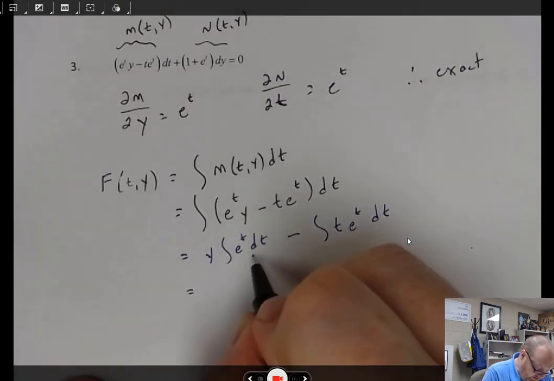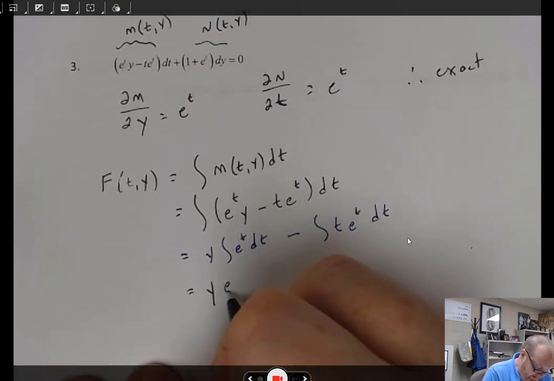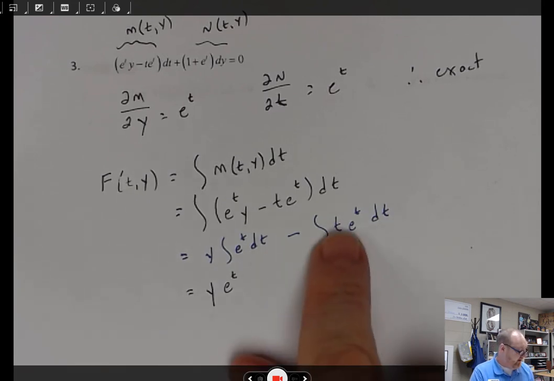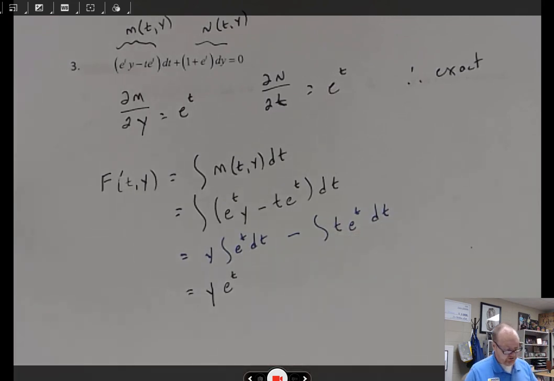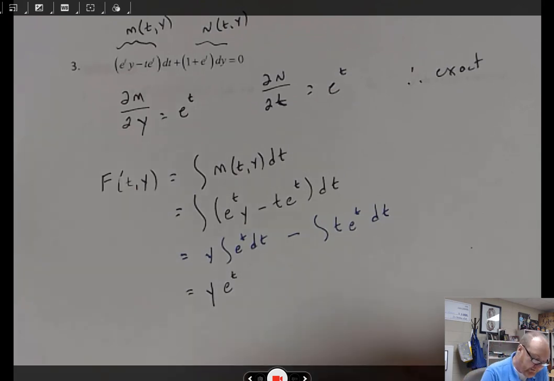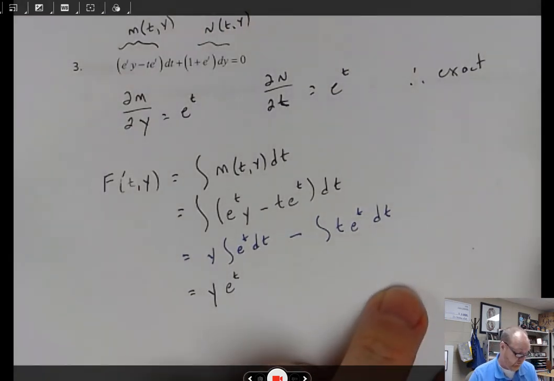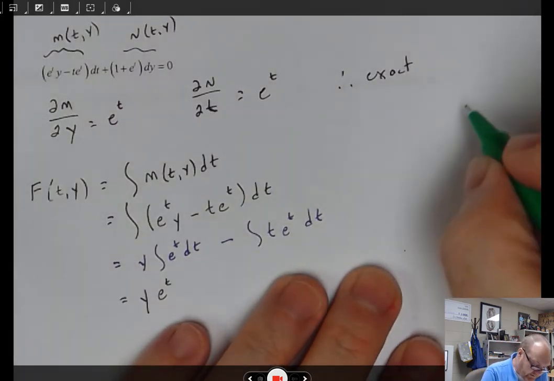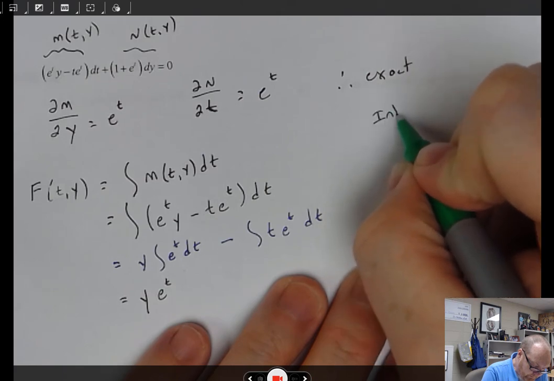All right, so this integration is just y e to the t plus a constant. I'll just hang on to that constant. The second piece, that's your typical integration by parts problem. So let me just kind of review integration by parts. Integration by parts is based on the product rule in calculus. So integration by parts, you might want to look that up.